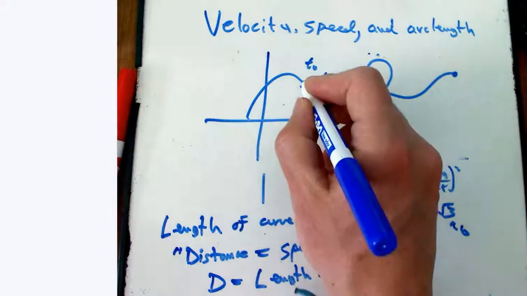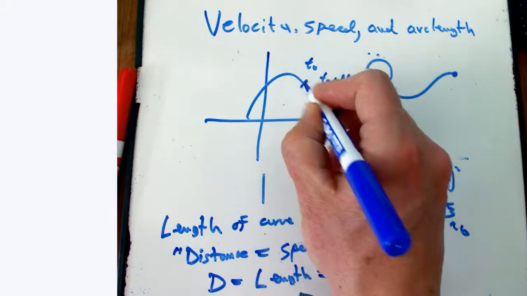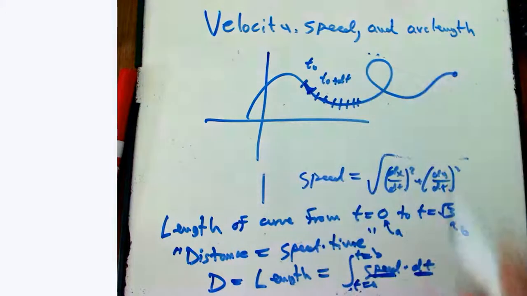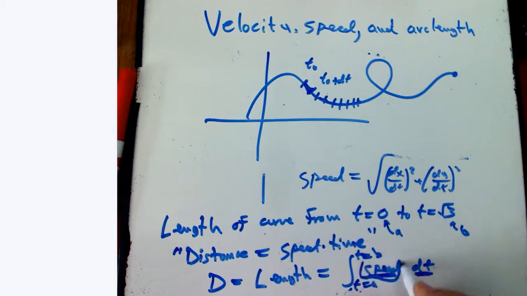Okay, so the length of this little bit is definitely going to be how fast am I going times how long did I let the clock run. And then you add them all up.